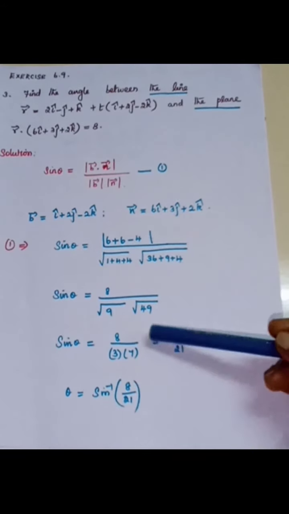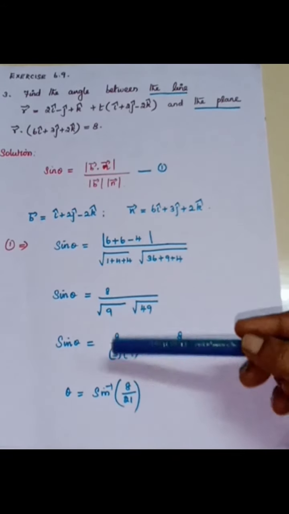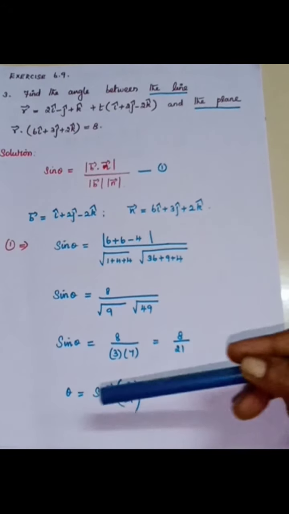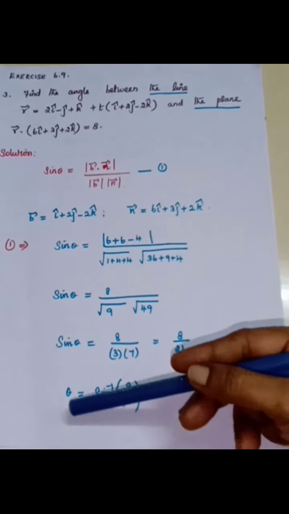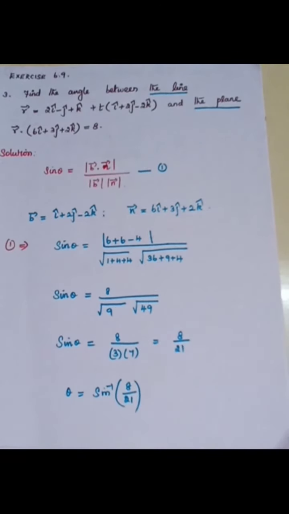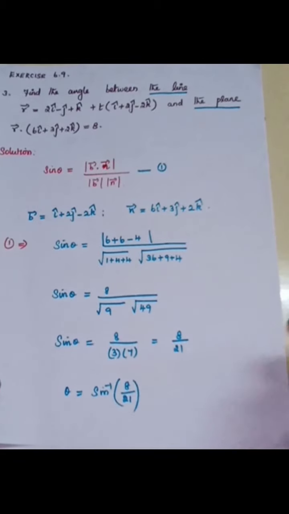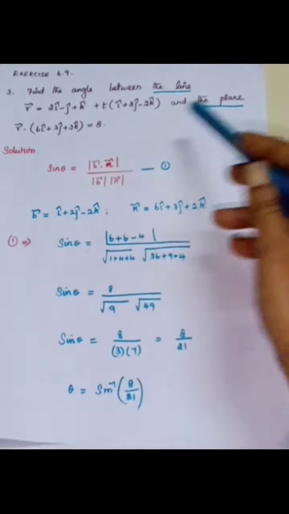So when you add, this is square root of 49. Square root of 9 is 3 and square root of 49 is 7. So 8 by 21. And here you are having angle is asked. So theta is equal to sine inverse of 8 by 21. So the angle between the line and the plane means you have to take sine theta.